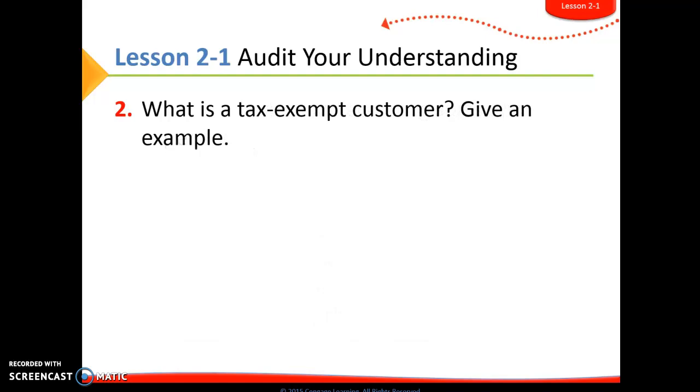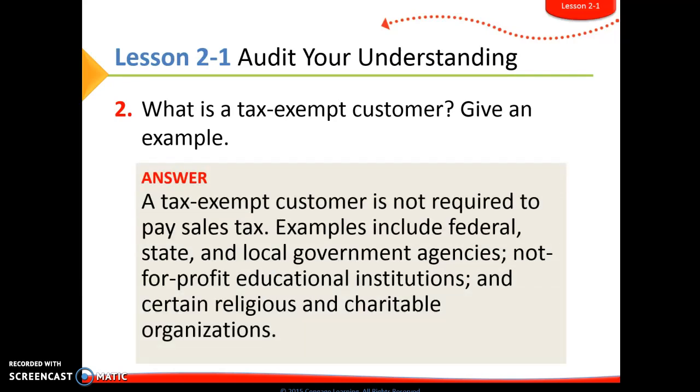Number 2, what is a tax exempt customer? And then give an example. A tax-exempt customer is not required to pay sales tax. So examples would be any federal, state, and local government agencies, not-for-profit educational institutions, sometimes certain religious and charitable organizations as well do not have to pay taxes or sales tax.